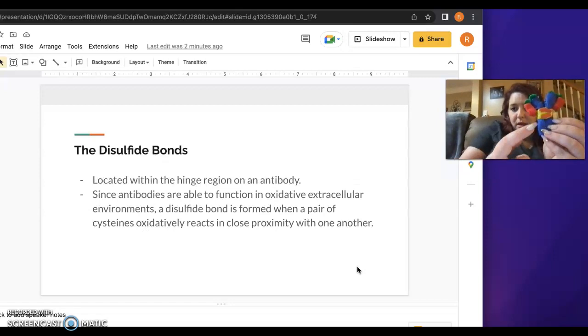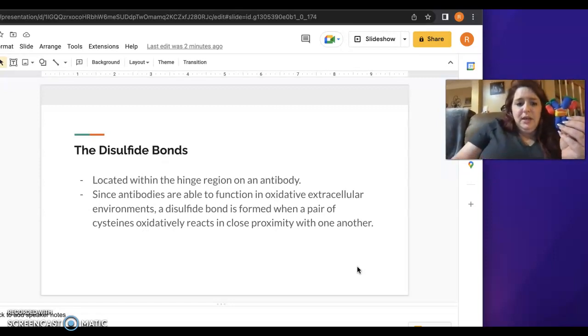The disulfide bonds are going to be signified by this little orange strip right in the middle of the hinge region, and since antibodies are able to function in oxidative extracellular environments, a disulfide bond is formed when a pair of cysteines oxidatively reacts in close proximity with one another.